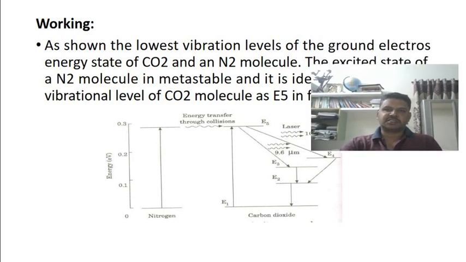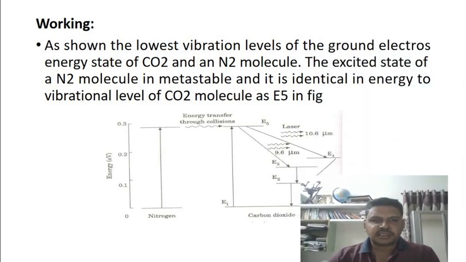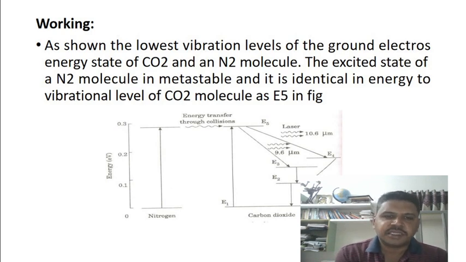In the working process, you can see the four energy levels. This is the ground state energy level, this is the excited state energy level, and this is the metastable state energy level. These are also smaller metastable state energy levels. Here the light takes the transition. At the transition from level E5 to E4, it releases energy of 10.6 micrometer or 9.6 micrometer wavelength. It is monochromatic radiation, which we call carbon dioxide laser.